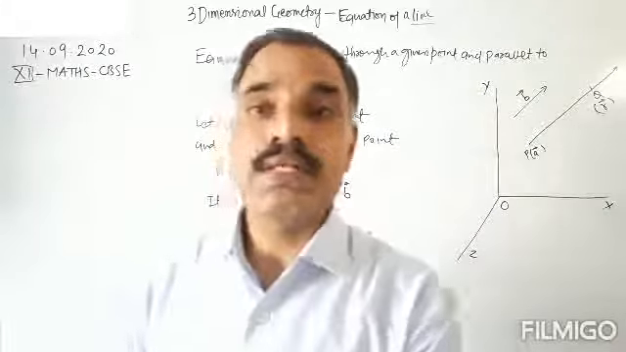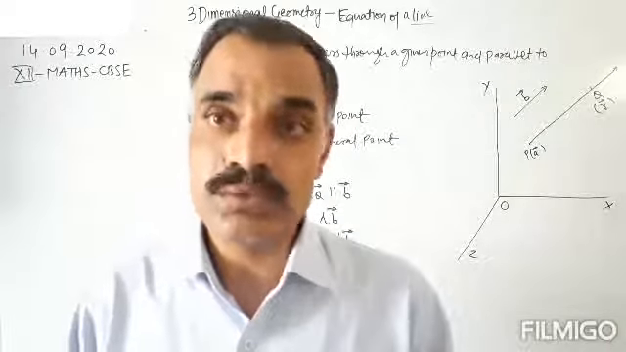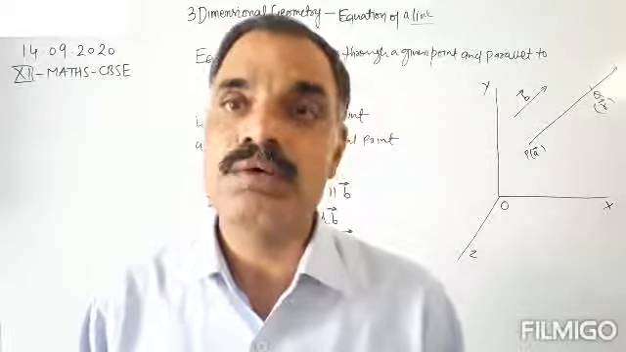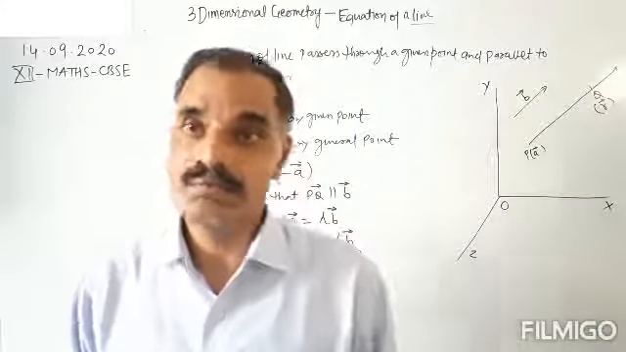Whenever we talk about the standard form of the equation of a line, it means we talk about R vector equals A vector plus lambda B vector.